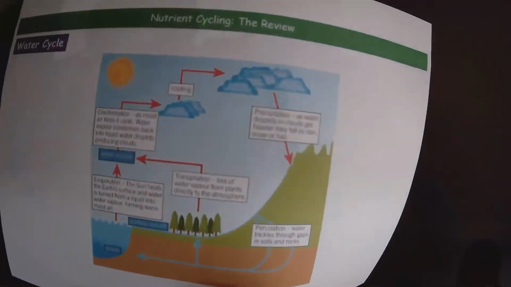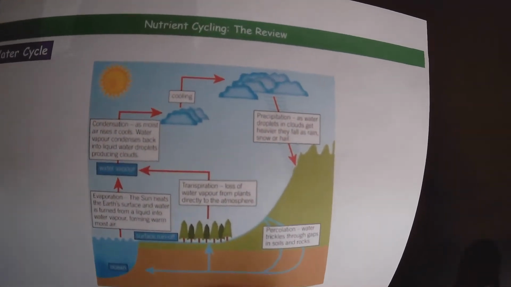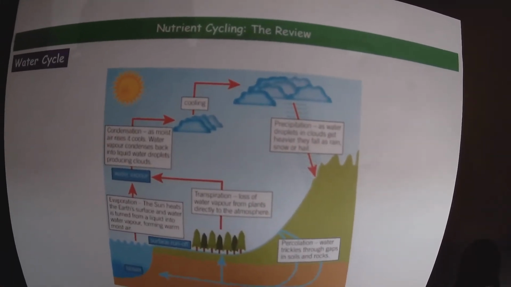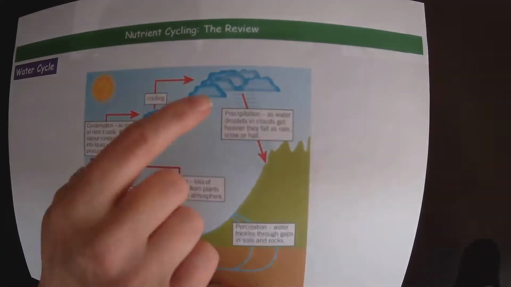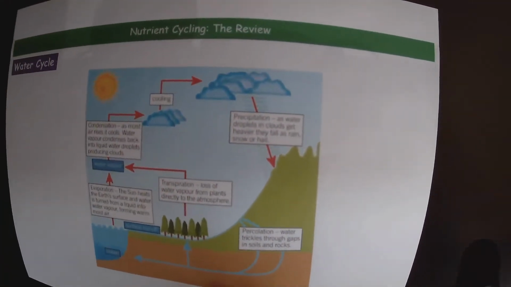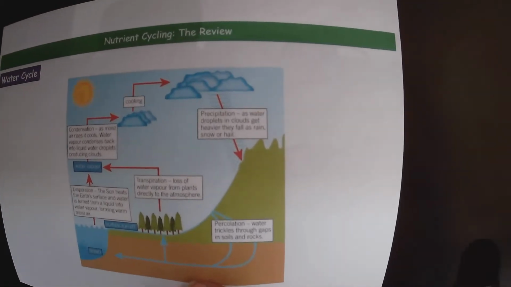Second cycle then is the water cycle. So our water cycle has a few little P words on there that are maybe a little bit tricky to get our heads around. So let's start off, where should we start? Let's start over here with the clouds. So when we have clouds, eventually rain will fall, and that is a process called precipitation.